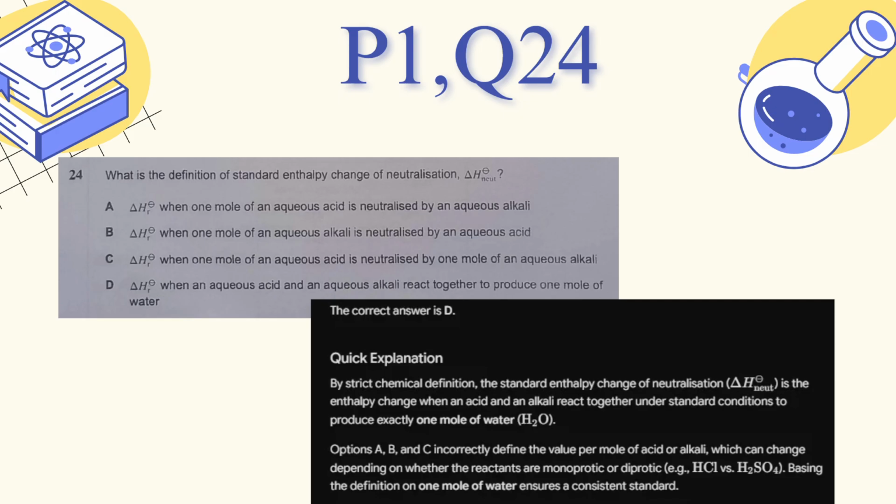Question number 24. What is the definition of standard enthalpy of neutralization? It was D: when an aqueous acid and an aqueous alkali react together to produce 1 mole of water. By strict chemical definition, the standard enthalpy change of neutralization is the enthalpy change when an acid and alkali react together under standard conditions to produce exactly 1 mole of water.